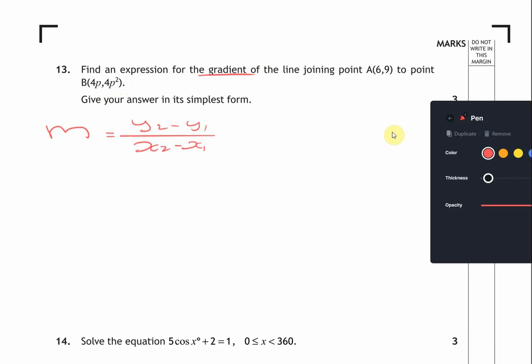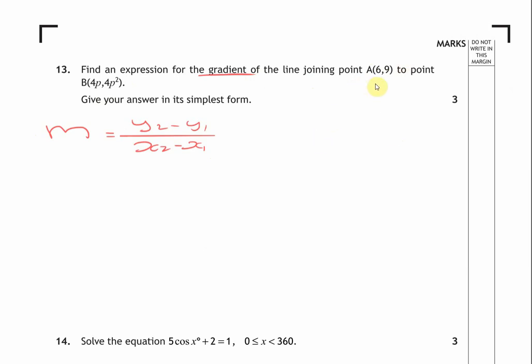Before you dive into these kinds of questions, what I would do is label what your points are first. Which one do you want to make the ones, and which one do you want to make the twos? So we'll call this x1, y1, and we'll call this x2, y2. When you've labelled them, you can't get them mixed up. It makes it easy to visualise. So we now say that y2 is 4p squared minus y1, which is 9, divided by x2, which is 4p, minus 6.